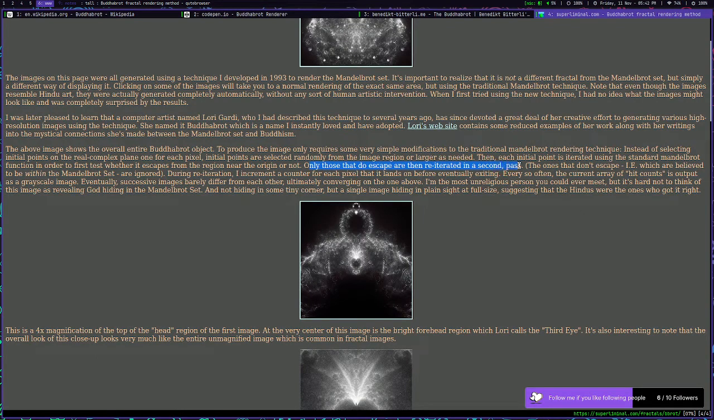Only those that do escape are then reiterated in a second pass. The ones that don't escape are believed to be within the Mandelbrot set and are ignored. During reiteration, I increment a counter for each pixel that it lands on before eventually exiting. Every so often, the current array of hit counts is output as a grayscale image. Eventually, successive images barely differ from each other, ultimately converging on one.